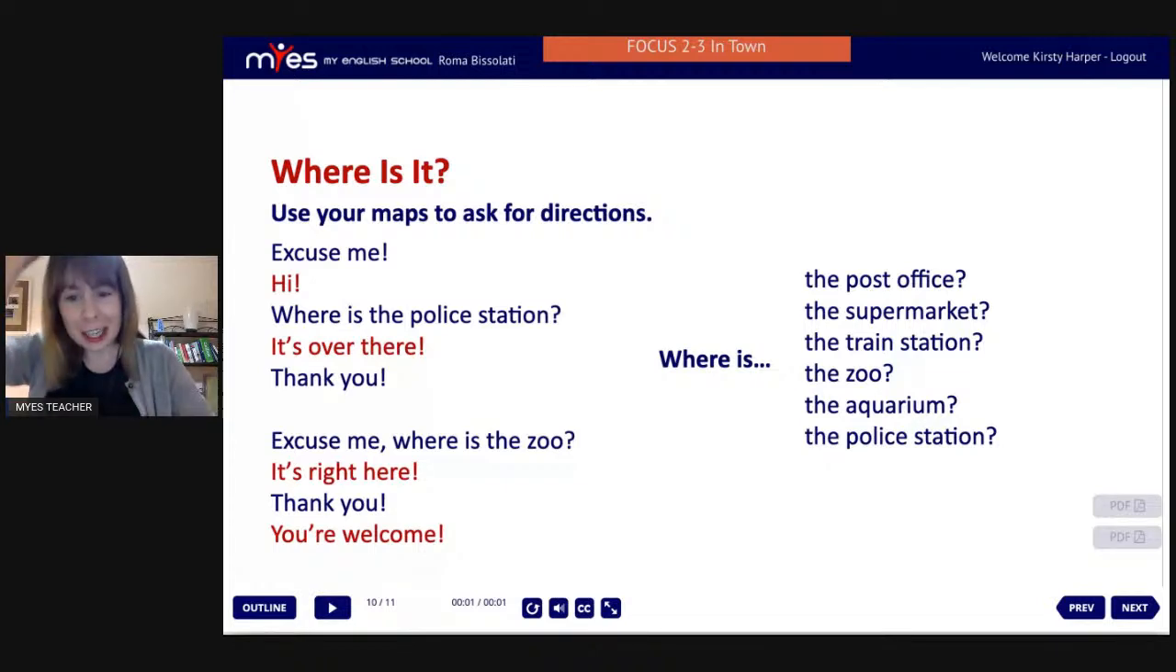Where is the train station? Okay, I'll do this one. I need to tell you where the train station is. It's over there. You can't miss it. It's so obvious. It's like Termini.